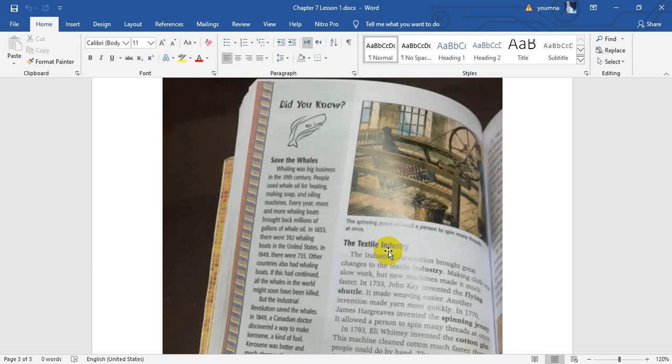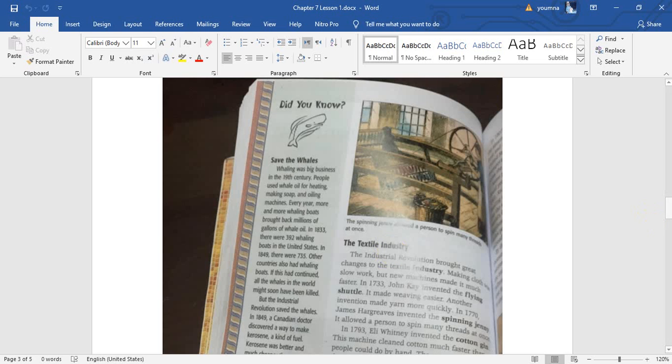In 1793, Eli Whitney invented the cotton gin. What is the cotton gin? This machine cleaned the cotton much faster than people could do by hand. So it's a machine to clean cotton. The cotton gin helped the southern United States produce large amounts of cotton. So it helped them a lot in the United States.